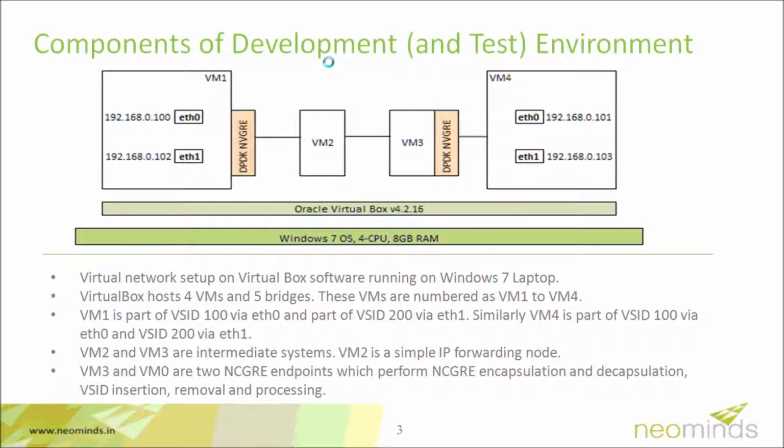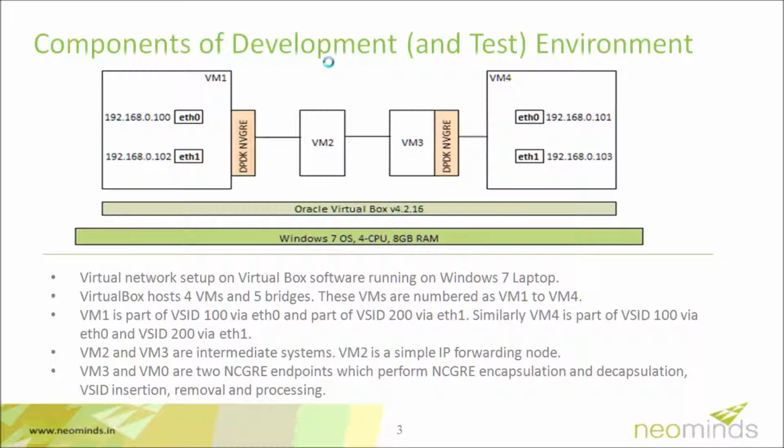So let's take an example of a packet originating from VM1 to VM4. Let's say the packet originates from ETH0. Now this packet is handed over to NVGRE stack in VM1, and NVGRE encapsulates this packet and sets the appropriate VSID to the packet, and then the packet is sent out to VM2. VM2 looks at the outer IP header and performs packet forwarding to VM3.